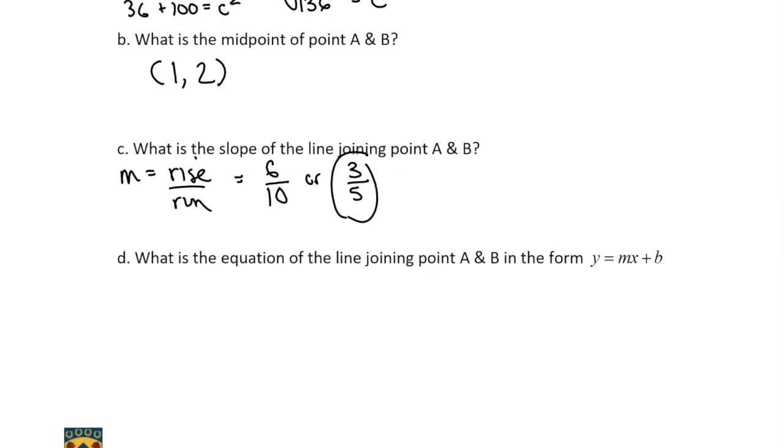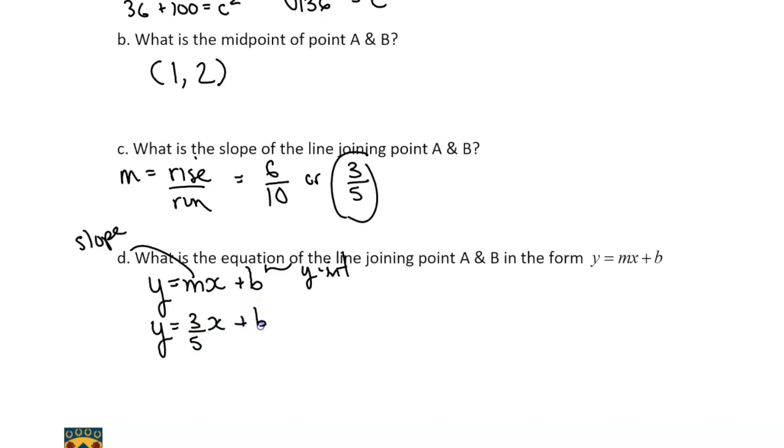In the form y equals mx plus b, let's just do a quick refresher. We know that b is representing the y-intercept, and we know that m is going to represent our slope. And our slope here is 3/5, so we could say y equals 3/5 x plus b. And we don't know what the b value is, but we do know several characteristics about the line segment.